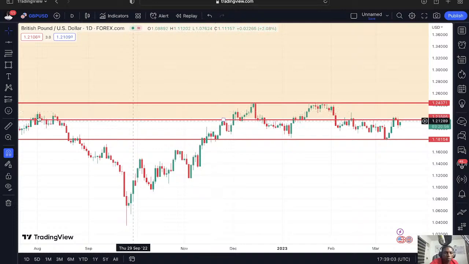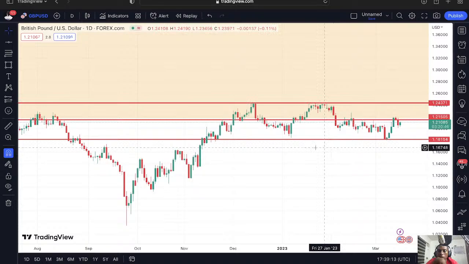So we have been able to demarcate this place now to determine that there is a resistance here and there is a support here, and price is lingering in between this.